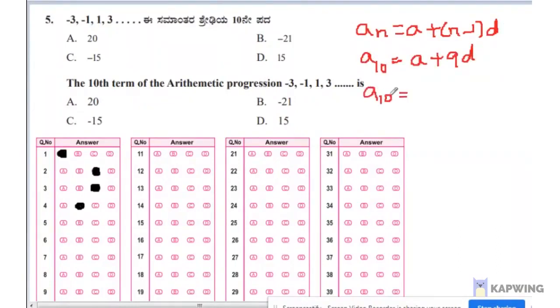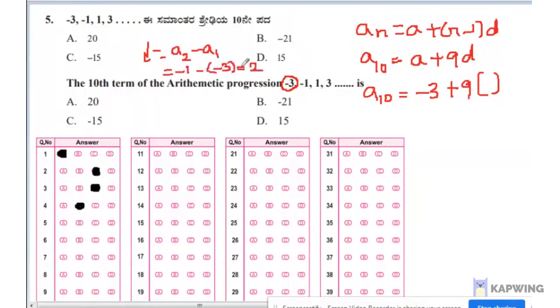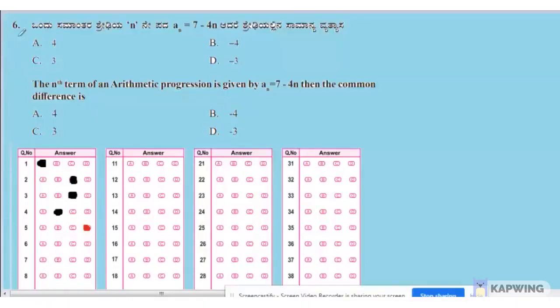See, we all know that a is the first term of an arithmetic progression and d is common difference. First term of arithmetic progression is -3. I am replacing a as -3 plus 9 into d. D is common difference. We all know this d is a2 minus a1, where a2 is the second term and a1 is the first term. Second term is -1 minus of -3, which is nothing but +2. Okay, -1 minus of minus is +3. -1 plus 3 is +2. So the value of d is 2. So a 10th value. Moving on to the 6th question.